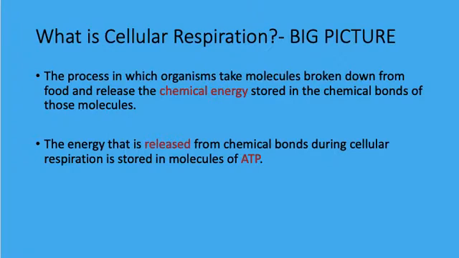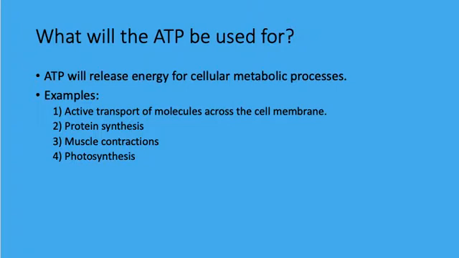But our big point of cellular respiration is to take molecules that store energy in their bonds and break it down into usable energy. That's why all living organisms have to undergo cellular respiration. They have to have a way to take in whatever their food is and make it into more usable molecules. So that usable molecule again is ATP, and it will release energy for cellular metabolic processes, we say. Basically, all these different types of things that the cell has to do in order to function properly. And we've talked a lot about some of these, and some of them we'll talk about later in the year.